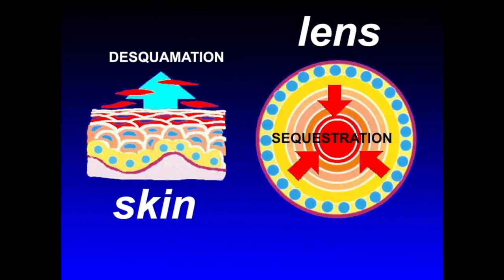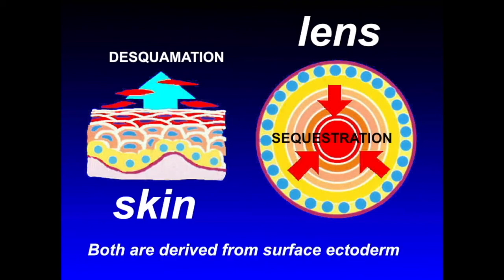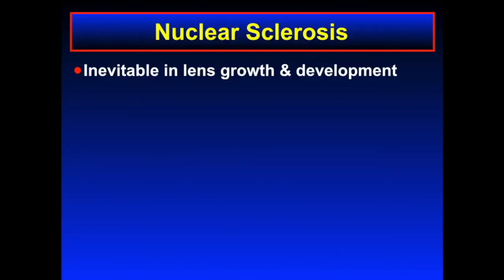Now, the lens is derived from surface ectoderm, just like the skin. In the skin, the skin grows constantly throughout life, and we constantly desquamate our older cells. We can't desquamate our older lens cells. Rather, we sequester them to the center of the lens. So both derive from surface ectoderm. So nuclear sclerosis is inevitable in the growth and development of the lens.